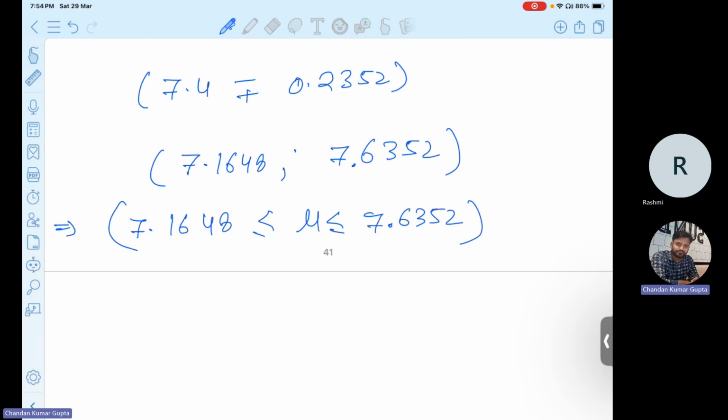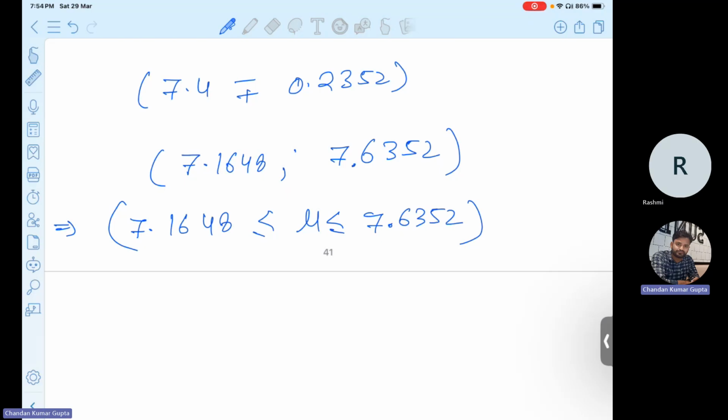So this implies that the probability that the true value of the population mean breaking strength of the cotton thread will fall in the interval 7.1648 to 7.6352 is at the 95% confidence level. So this is the meaning of this answer. Okay.